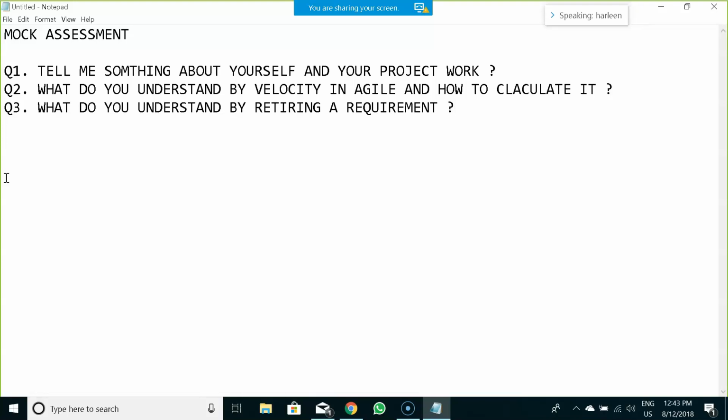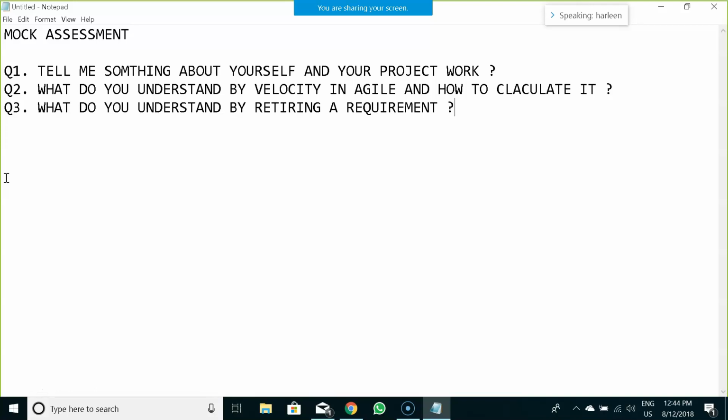Retiring a requirement is basically about deleting the requirement from the log, as we don't need it, or its functionality has changed and we no longer need it. So that's how we retire a requirement.